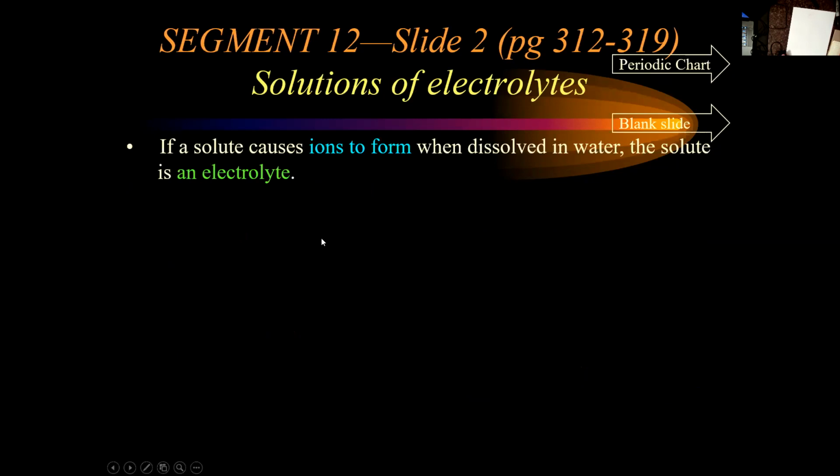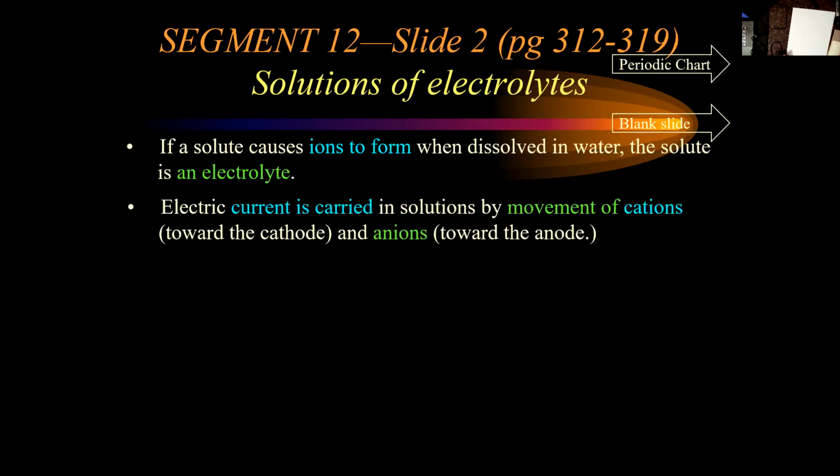Now, when you put ions in water, they dissolve if the ionic compound is soluble, and we know how to determine that, right? Solubility rules. So that if it's soluble, it's going to produce an electrolyte. And current is carried by the movement of cations toward the cathode and anions toward the anode. Now, that's where the names come from.